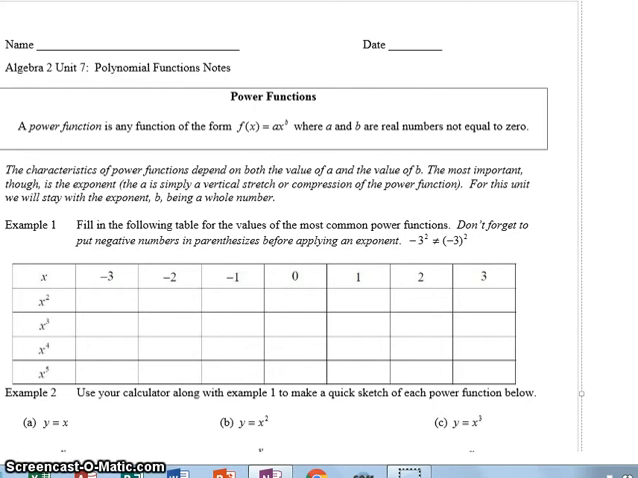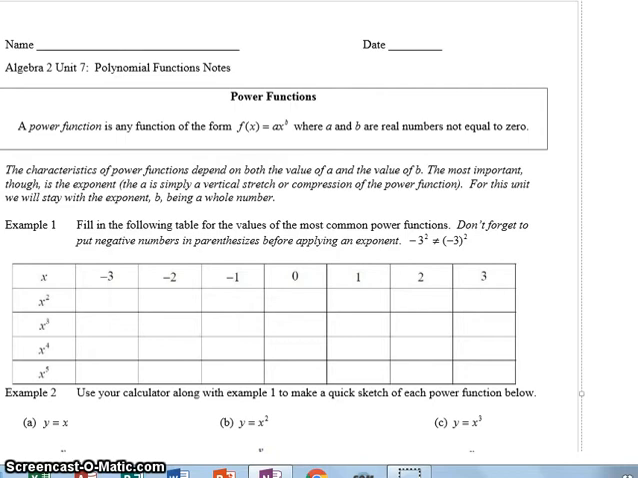Okay, this is Unit 7, Day 1. This whole unit is called Polynomial Functions Notes. Day 1 is about power functions, which, don't forget, another word for a power is an exponent, so it's also about exponential functions. The little text box reads, a power function is any function of the form f of x equals a times x raised to the b power, where a and b are real numbers not equal to 0.